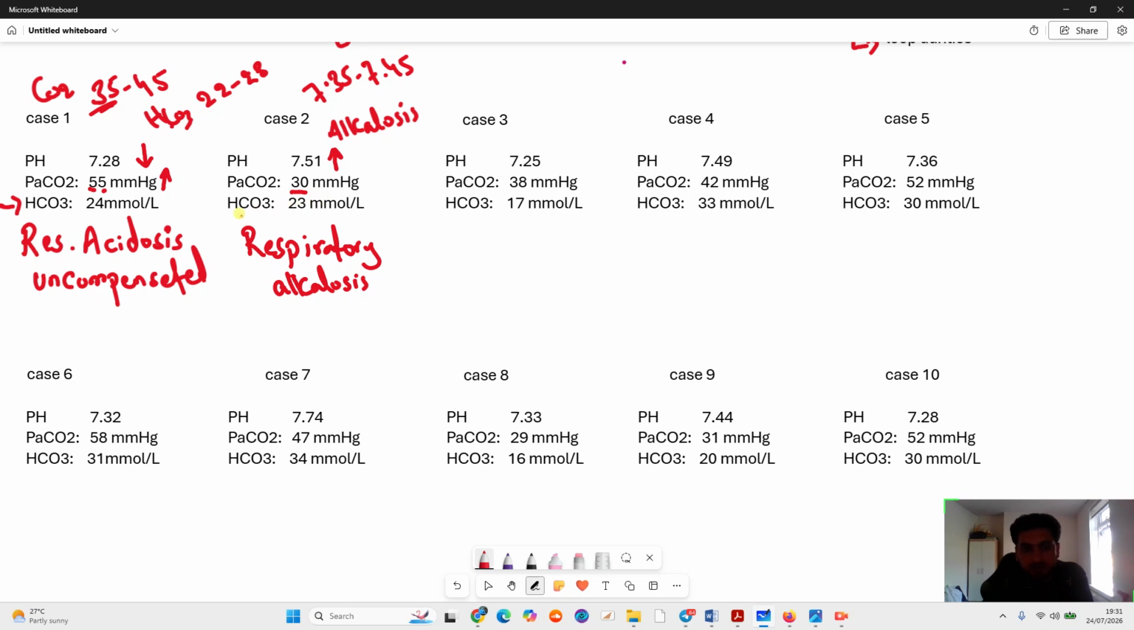Now you tell me, is it compensated or uncompensated? Look at the bicarbonate. The bicarbonate is in a normal range, 23. So uncompensated.